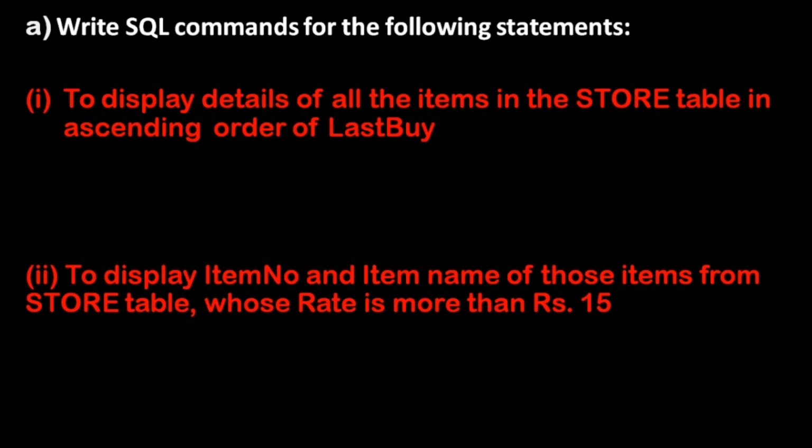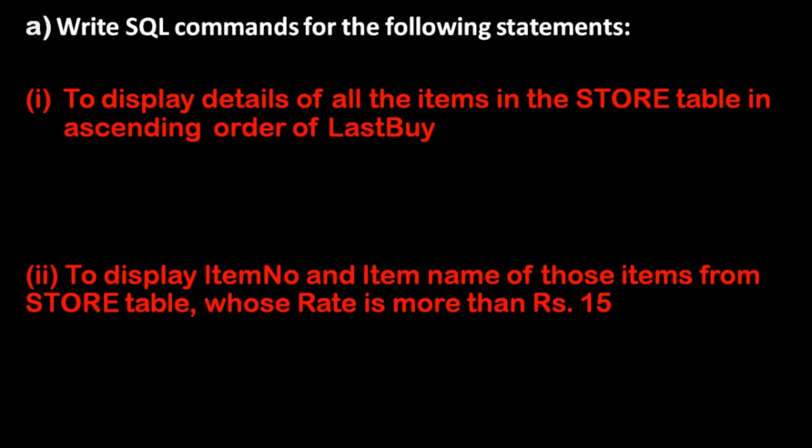The next statement is to display the item number and name of those items from the store table whose rate is more than 15 rupees. So we have a condition here. Based on that, we are going to display the content, that is the item number and the item name. We'll see the output now. Have you written the answer for this?